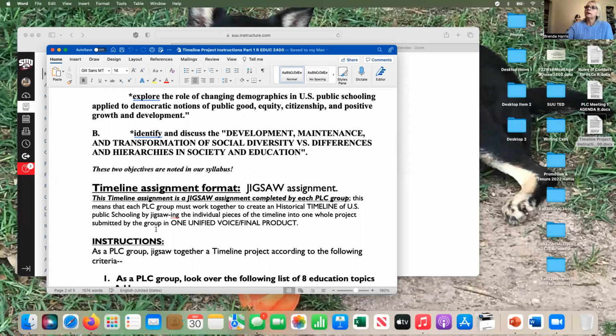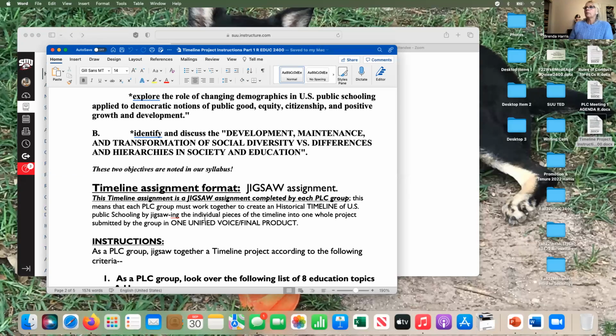Okay, now what you're going to be producing with your group is a jigsaw assignment. And I don't know if you've ever worked with a jigsaw project or not. They can seem a little confusing, but they're very efficient and very effective once you understand how they work. So jigsaw, think about a jigsaw puzzle. Each PLC group is a puzzle, and each of you in the group is a piece of that puzzle, and you come together as a whole.